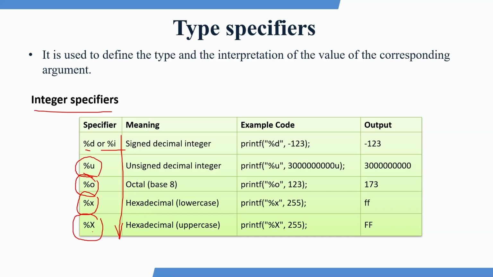Okay, so these will be used if you want to show the address to the user where your data is stored. At that time we will go for this. And basically in all the programs we will use %d only.